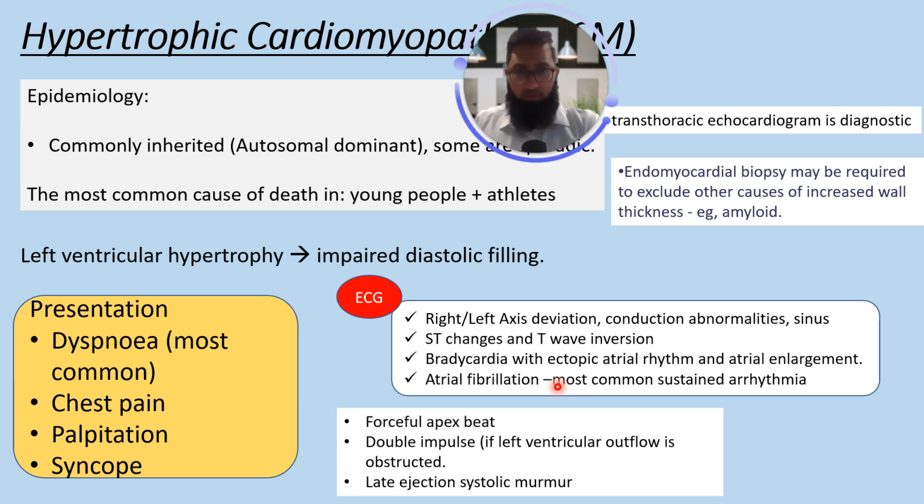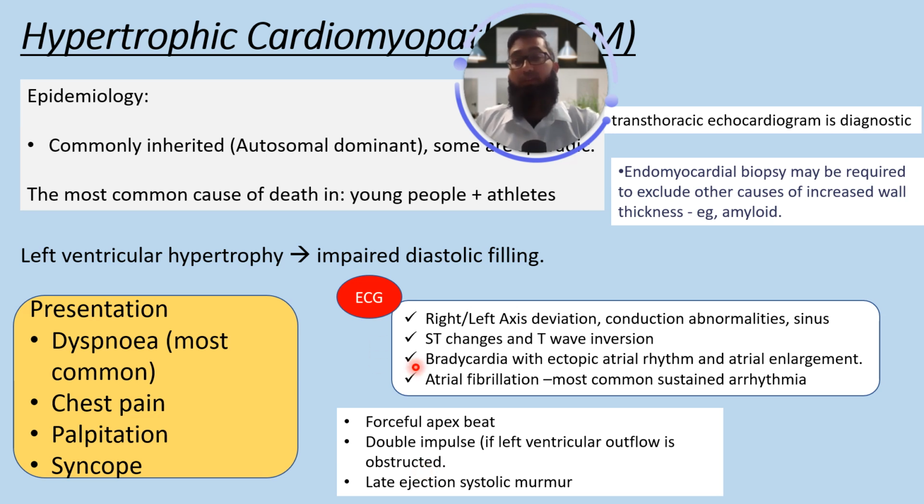What's really important is going to be the bottom one here, that they're going to have a forceful apex beat. They tend to give this in the exam as well, having a forceful apex beat, or a double impulse if the ventricular outflow is obstructed, or a murmur, a late ejection systolic murmur. So even with that, in the exam you can't really diagnose. You have to have a few things.